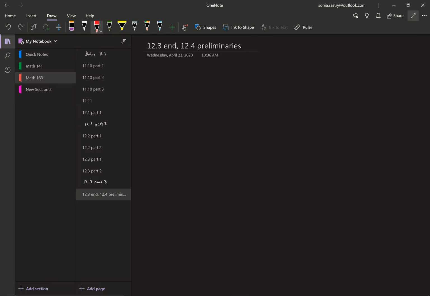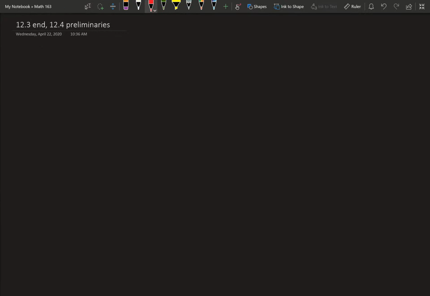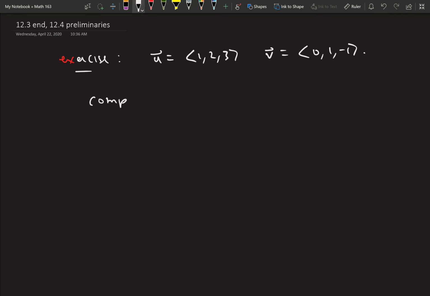Okay, I wanted to do a video that's kind of in between the end of 12.3 and a little bit of the preliminary requirements to do the beginning of 12.4. So the end of 12.3 we left off with an exercise, which was if u was the vector 1, 2, 3, and v was the vector 0, 1, negative 1, what is the component or the scalar projection of u onto v, and the vector projection of u onto v.